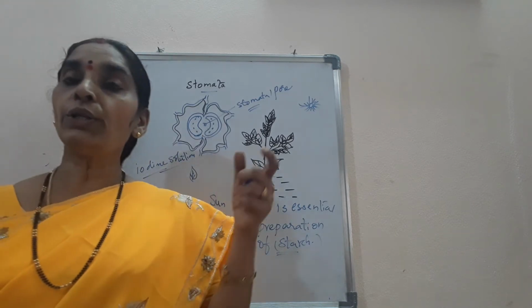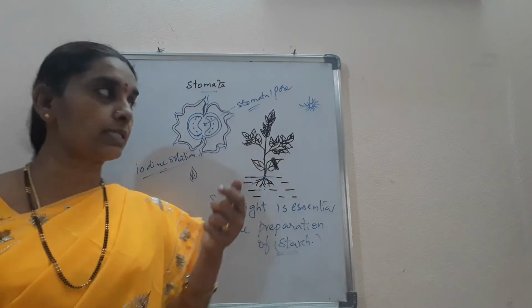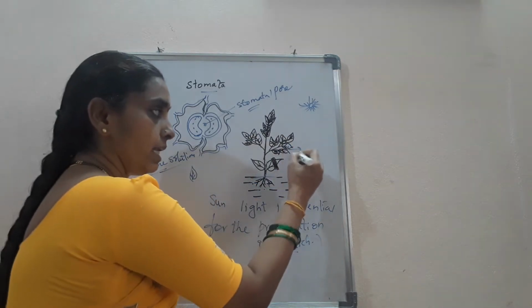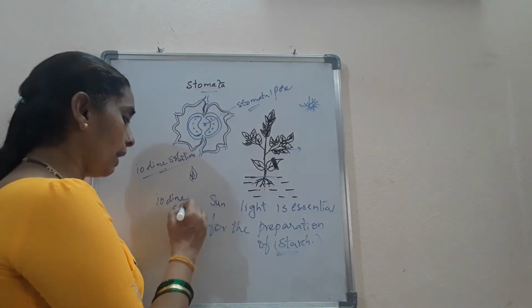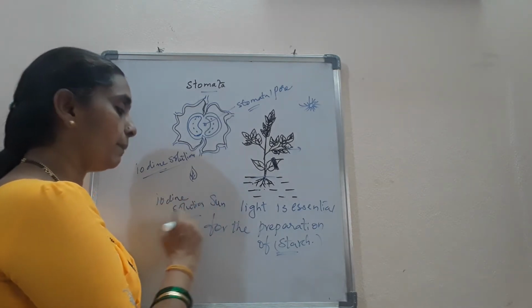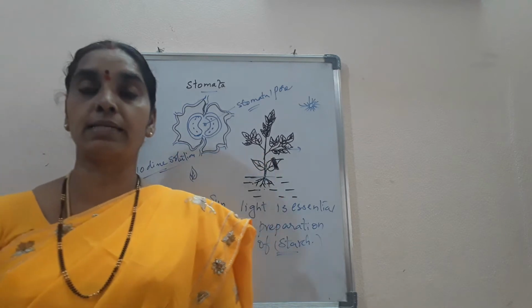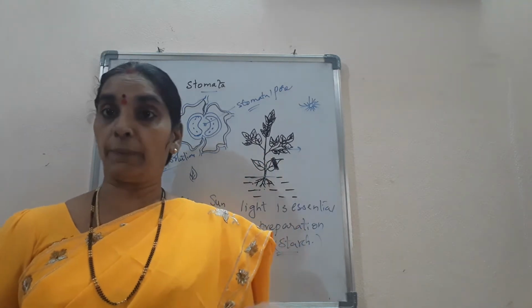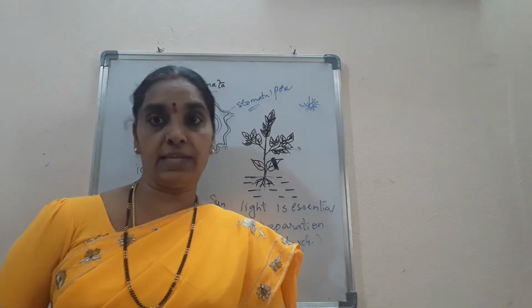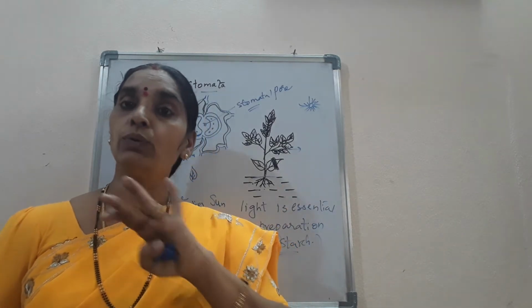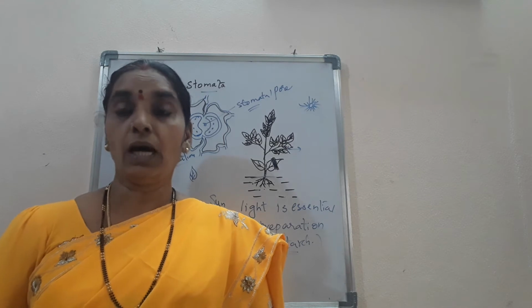So what do you take? You take the green leaf first. Generally, if you take this green leaf and test it with iodine solution, you cannot identify the change in color because the green color disguises it. The blue or black color will be disguised by the green color of the leaf. So you have to decolorize the leaf. How do you do it?